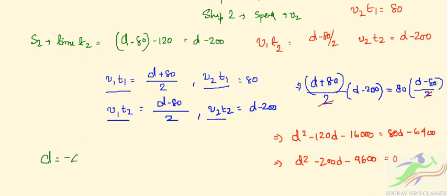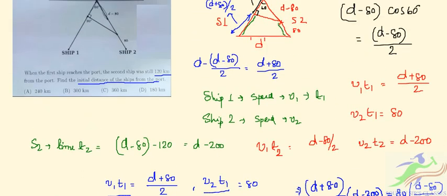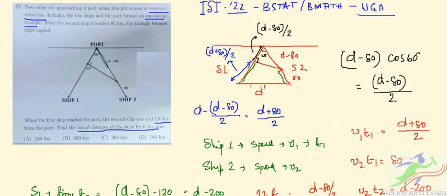If we solve for D, we get either D equal to minus 40 or D equal to 240. The negative value is not applicable, since the distance cannot be negative, so we have 240 kilometers. So the final answer to this question, the initial distance of the ships from the port, is 240 kilometers. The correct option is option A, 240 kilometers.